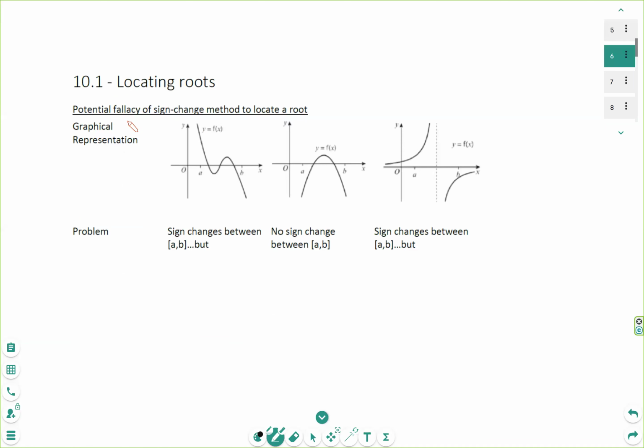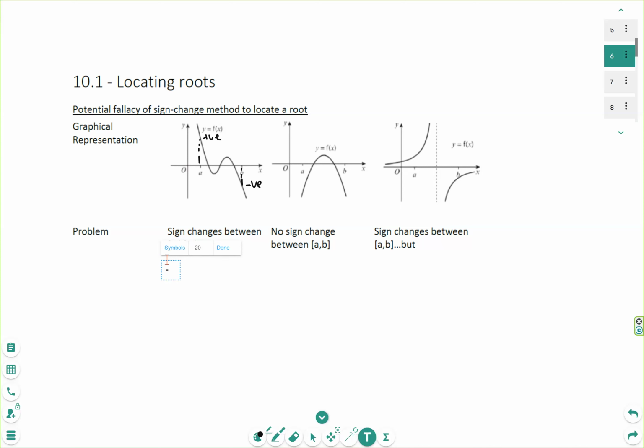Potential fallacy of the sign change method to locate a root. So these are the potential fallacies. The first one, problem. The sign changes between A and B. So at A, this is positive. At B, this is negative. But I'm going to type it out because my handwriting is very nice.